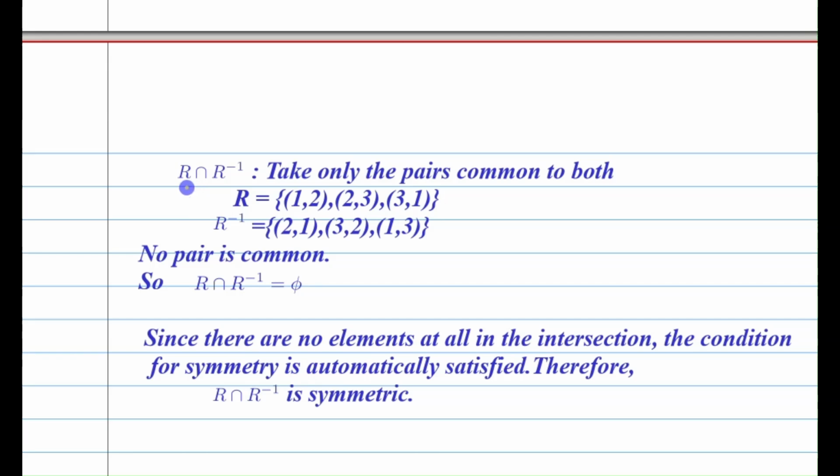R intersection R inverse: take only pairs common to both. Here in R and R inverse no pair is common, so R intersection R inverse is phi, or the null set. Since there are no elements at all in the intersection, the condition for symmetry is automatically satisfied. Therefore, R intersection R inverse is symmetric.